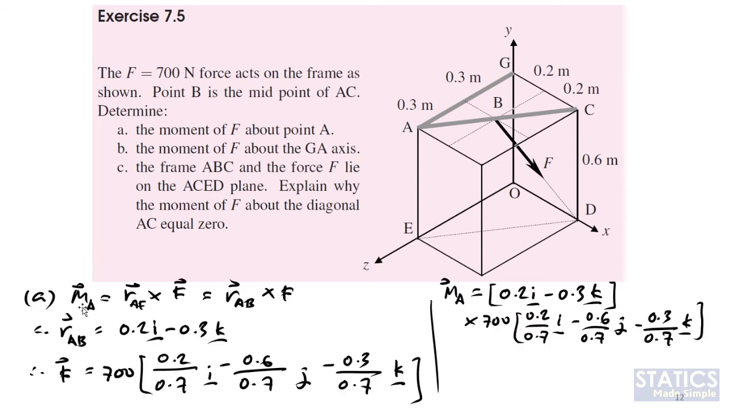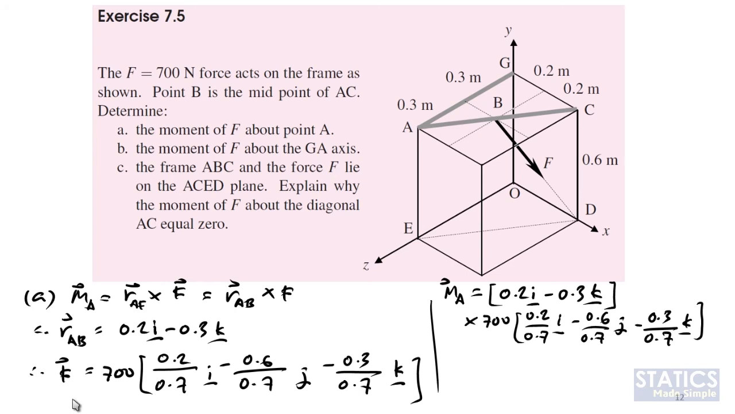The moment at A should equal the position vector crossed with the force vector. The position vector must start from the point of moment. Since we want to know the moment at A, it must be from A towards the line of force. This is our line of force. It can be either point B or point D or somewhere in between. In this case, point B is the easiest one, so I'm going to use that. So I'm taking rAB, which is equal to 0.2 i minus 0.3 k. Along X is 0.2, along Z is minus 0.3, from A to B.